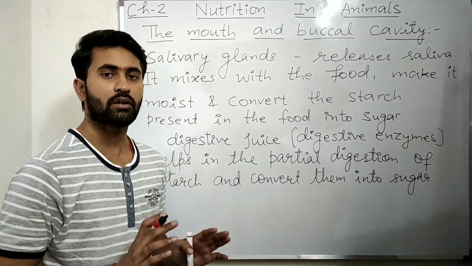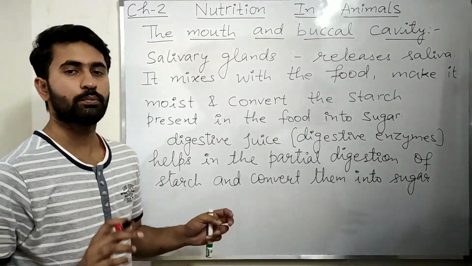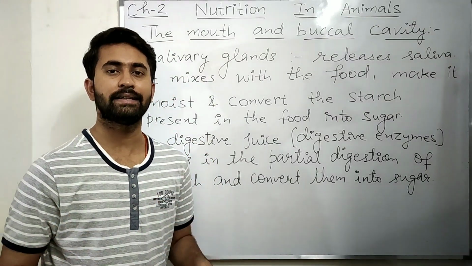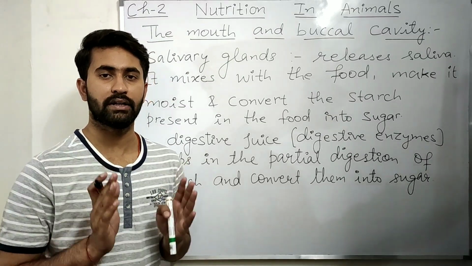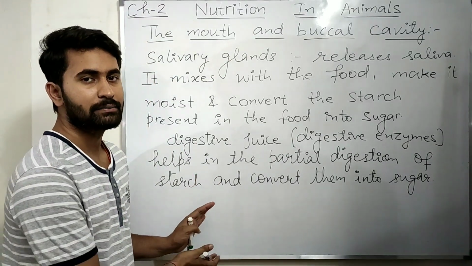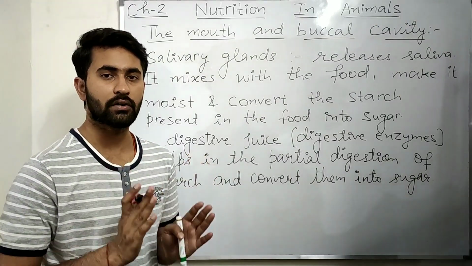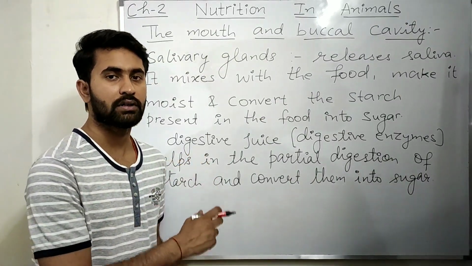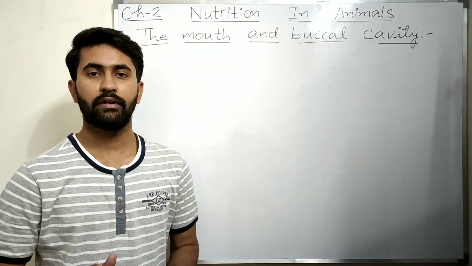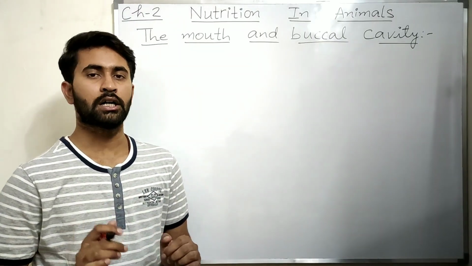So the work of saliva is to make the food moist so that it can easily travel inside our alimentary canal, and it helps in the partial digestion of starch and converts the starch into sugar. Now we will read about the tongue.